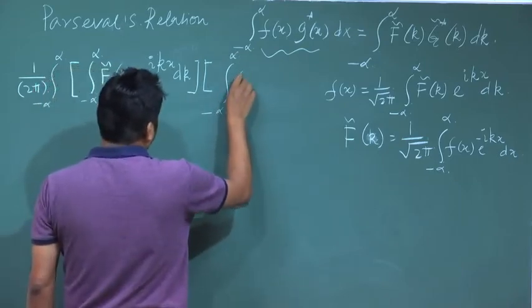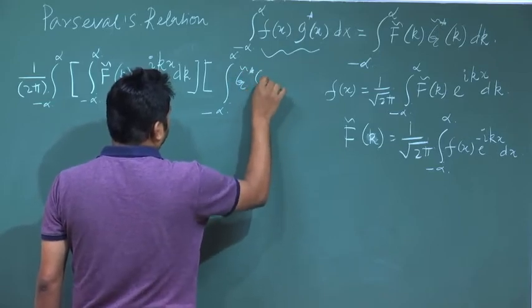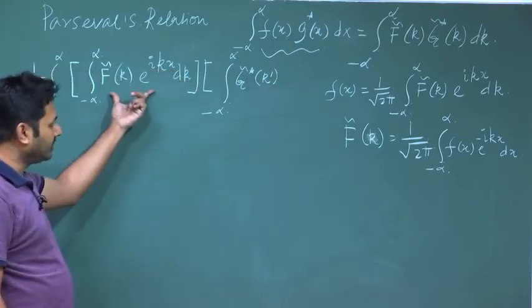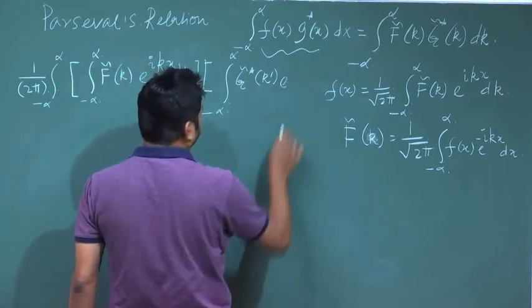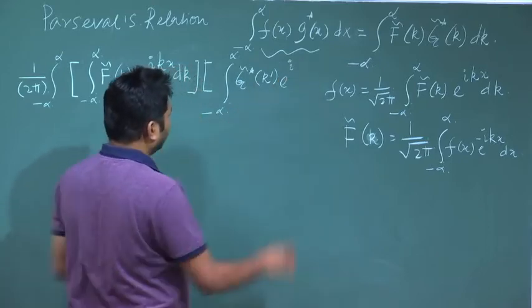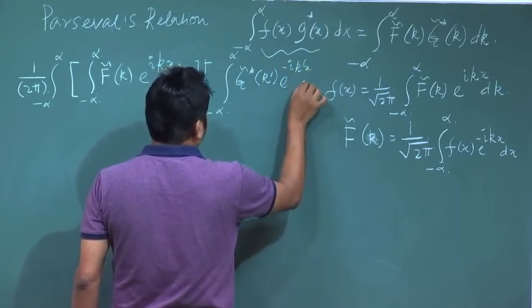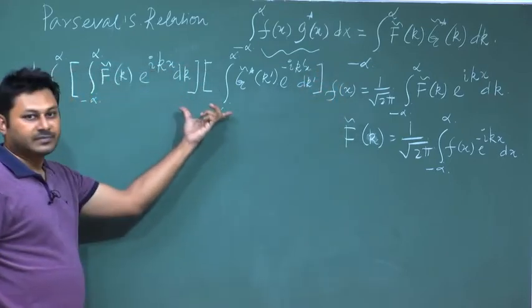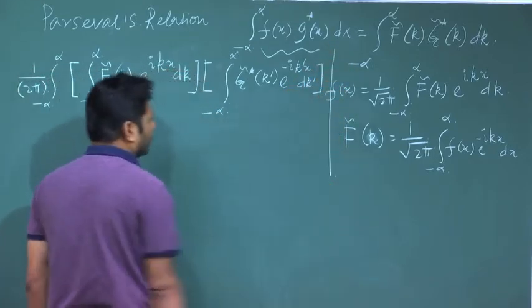minus infinity to infinity g tilde star. I write say k prime, because already one k is used, and because this is a dummy index, it is better to write another index, e to the power of, since it is a star, I should write minus i k prime x dk prime. These two terms are there. This is the standard way to write these things. This part is a different part, so put a line here.